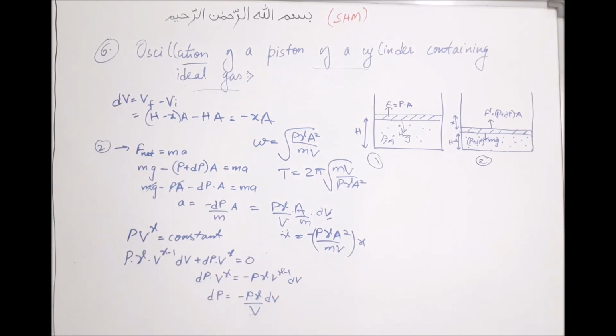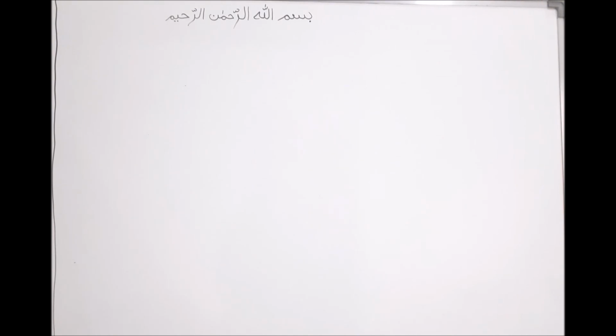So these are the 6 systems that we just saw for simple harmonic motion. So friends, we will stop here, and in the next part we will look into some problems.